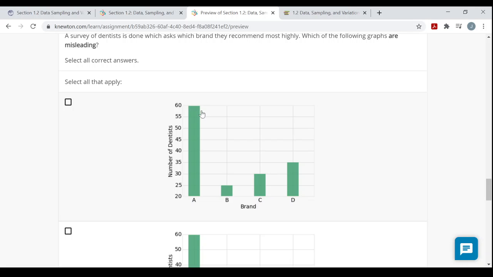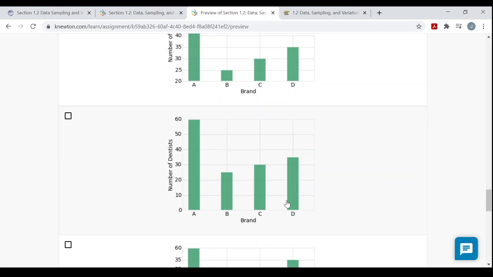But the numbers are actually not that. You have 60 for A, 35 for D. 60 is not more than twice 35, right? 60 is less than double of 35. So the bar here is deceiving. So yeah, if you're looking at a graph and the scale does not start at the number 0, and the numbers aren't evenly spaced, it's misleading. It can give you a misleading picture.